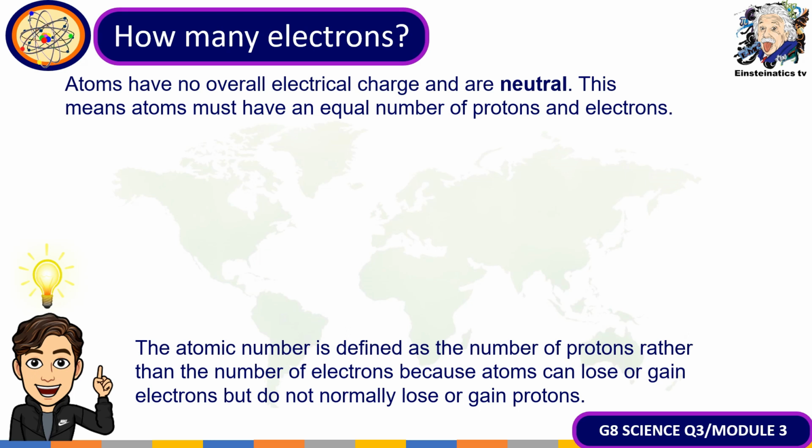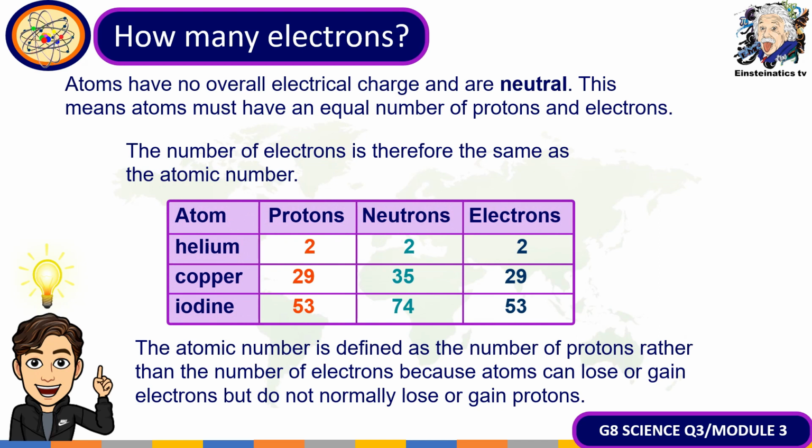Importanteng ating tandaan na yung atoms have no electrical charge or is neutral. So, ibig sabihin, since neutral siya, yung number of protons is equal to the number of electrons. So, the number of electrons is therefore the same as its atomic number. So, for example, yung helium has 2 protons, so meron din siyang 2 electrons. Yung copper naman, since meron siyang 29 protons, meron din siyang 29 electrons. And yung iodine naman, meron siyang 53 protons. So, ibig sabihin, meron din siyang 53 electrons.